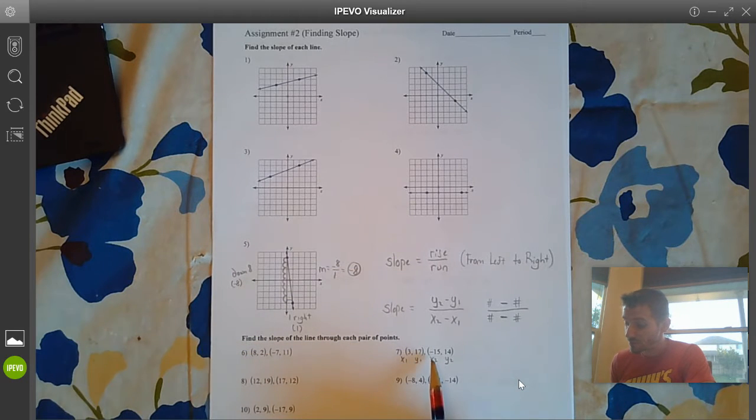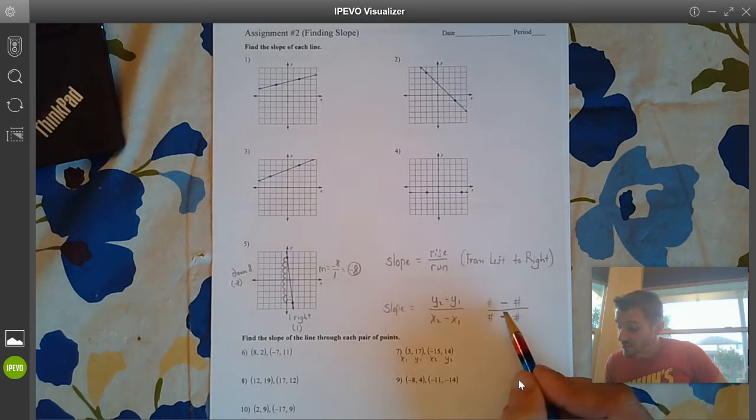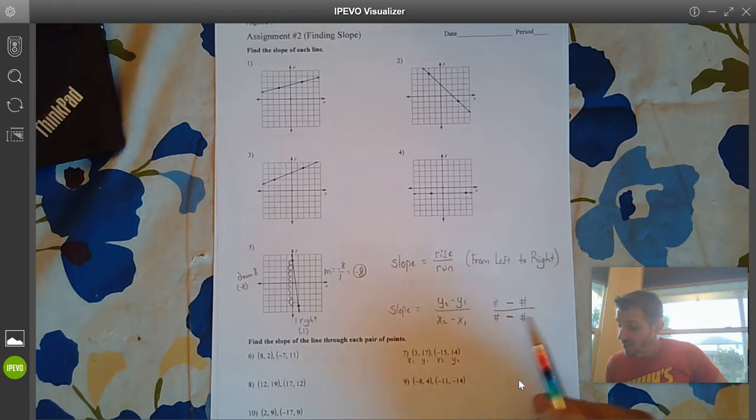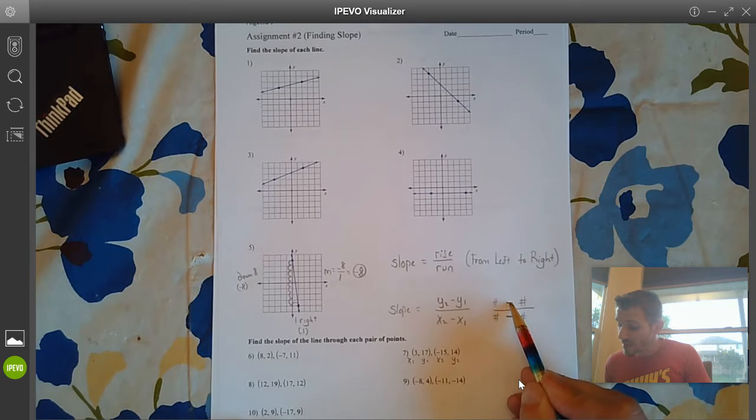When you run into this situation, this is finding the slope of a line through a pair of points. All you need to do is label your points x1, y1, x2, y2. You plug them into our slope formula, which says y2 minus y1 over x2 minus x1. I just kind of gave you a shortcut: always make a line and 2 minus signs. And for this problem, I would put y2 right here. So it'd be 14 minus y1, which is 17. And then x2, -15, minus x1, which is 3.